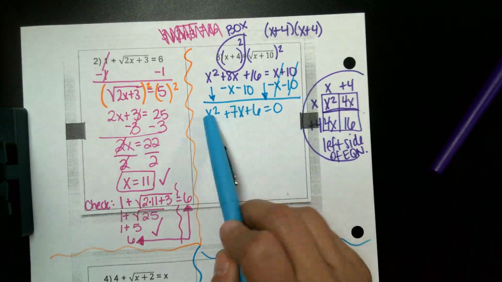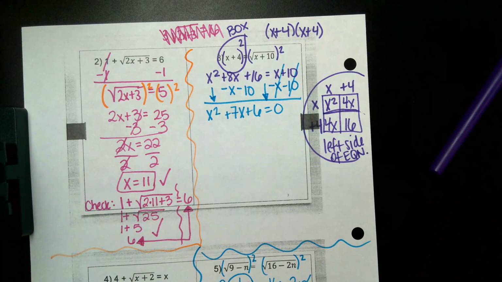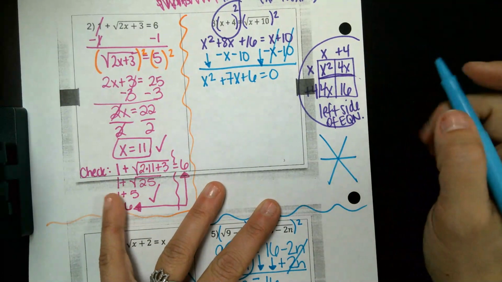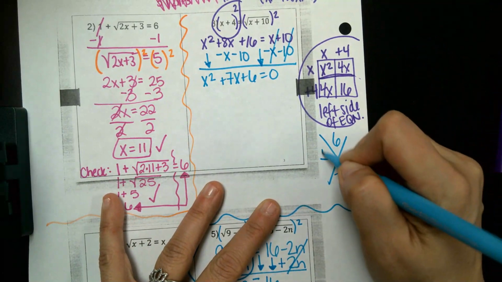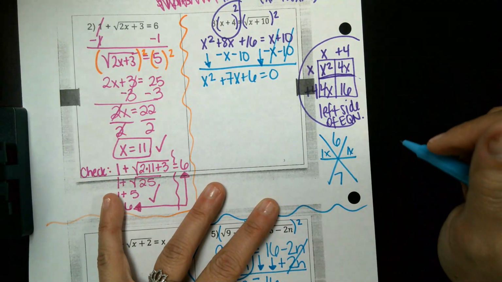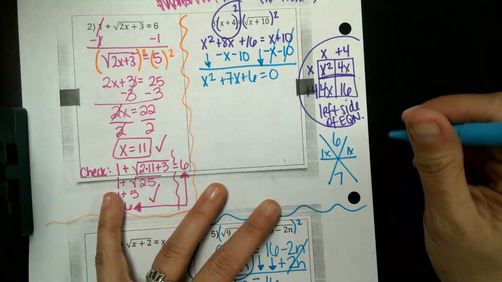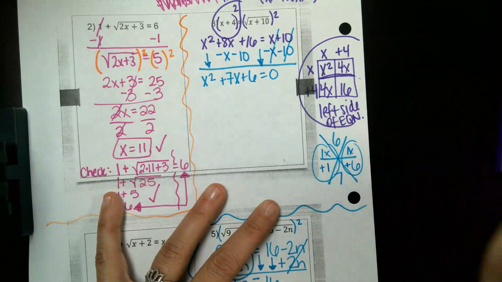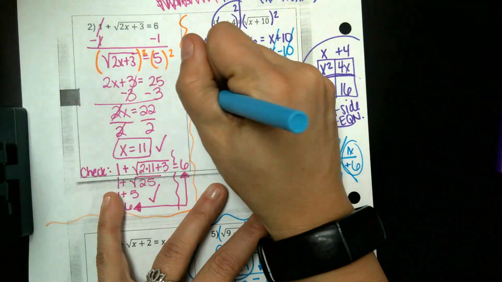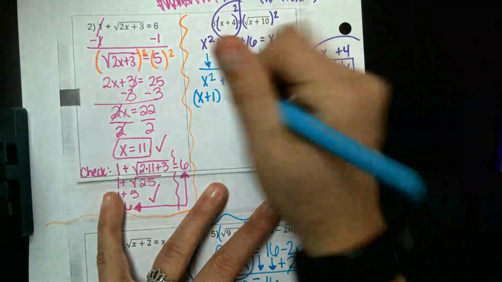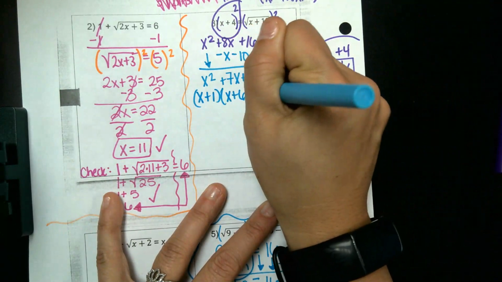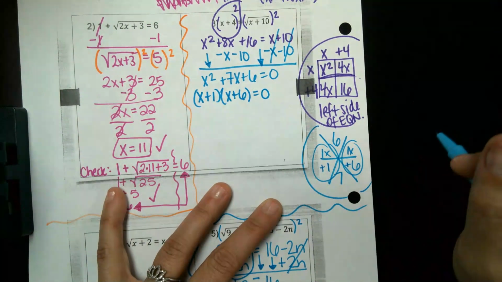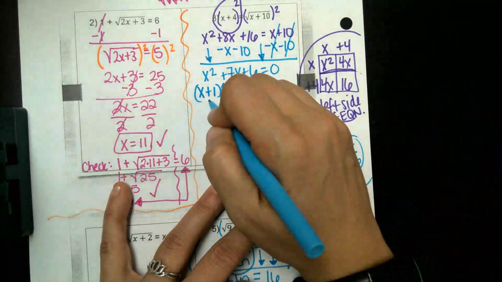Okay? Now, to solve this, that's an asterisk problem, right? Sure is. So here we go with some extra little side work down here. We've got a 6 and a 7. What two numbers multiply to give you 6 that add to give you 7? 1 and 6. So there are our two sets of parentheses. We've got x plus 1 and x plus 6 equals 0. Now we should be able to go to our two answers.